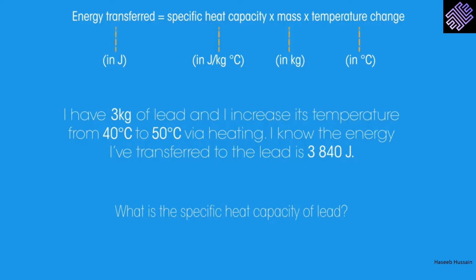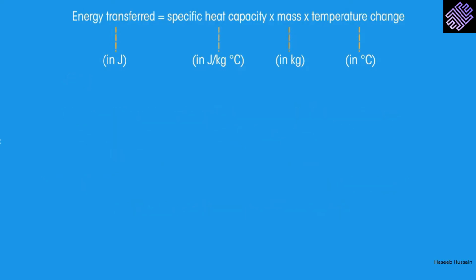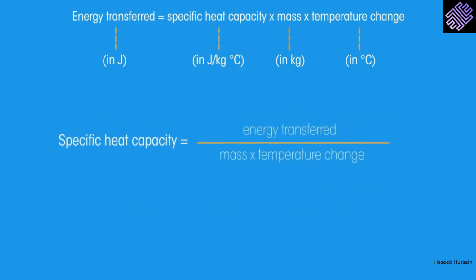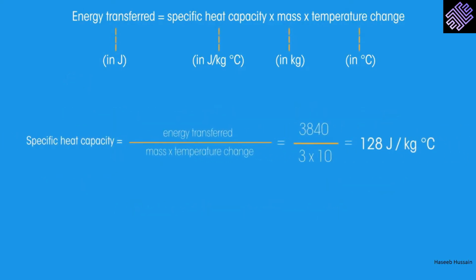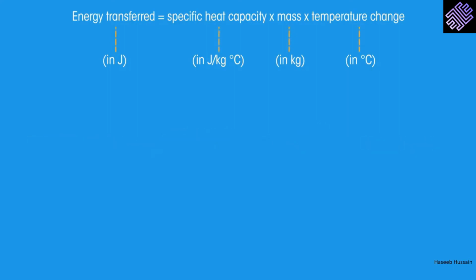We have to compute the specific heat capacity of lead with the data in the example. Have a look at the equation and the question. The energy transferred is 3840 joules. Mass is 3 kilograms. And the temperature change is 10 degrees Celsius, which is 50 minus 40 degrees. Using the rearranged equation, substitute the values, and we get 128 joules per kilogram per degree Celsius.